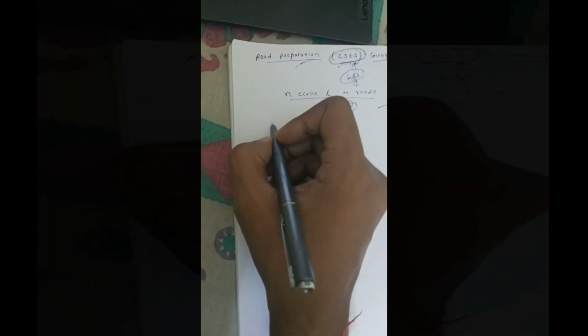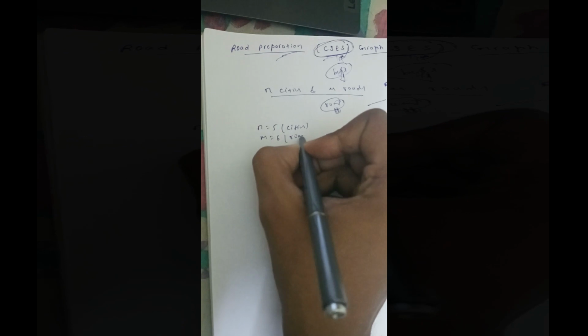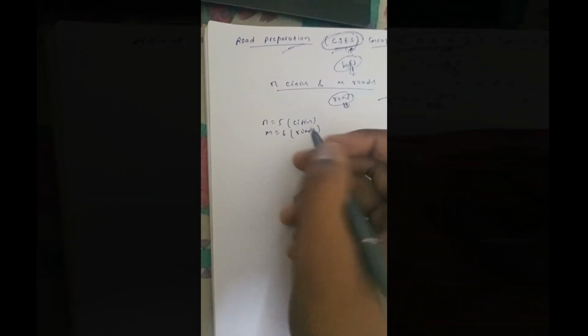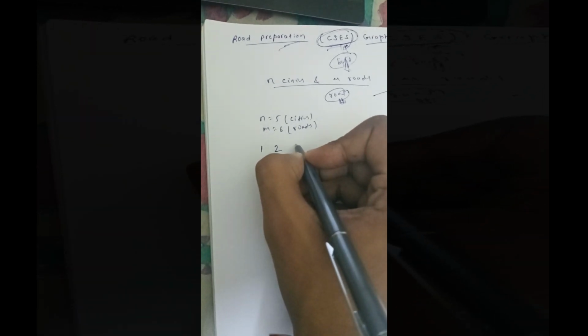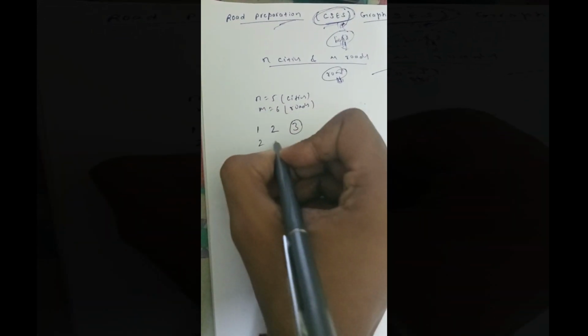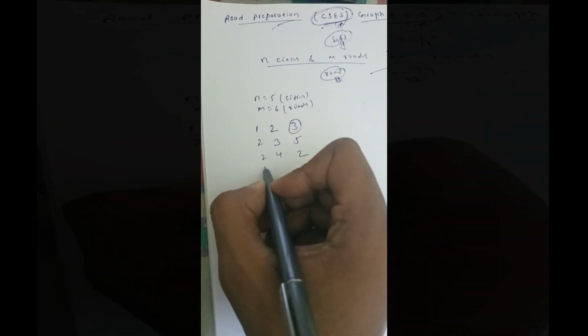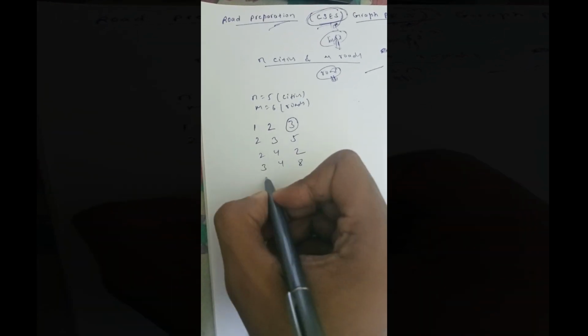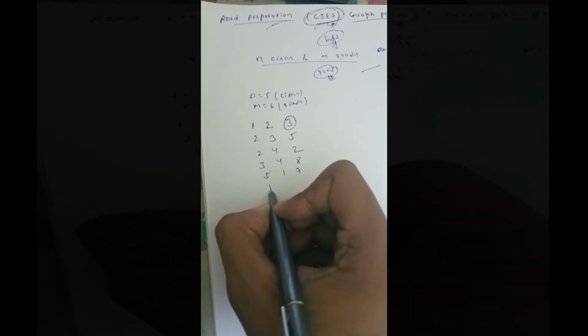And the test case is like this: there are n cities and m roads. So n is equal to 5, meaning 5 cities, and m is equal to 6, meaning 6 roads. And what is given is that there is a road between 1 and 2 with repair cost 3. There is also a road from 2 to 3 with repair cost 5, and 2 to 4 with repair cost 2, then 3 to 4 with cost 8, 5 to 1 with cost 7, and 5 to 4 with cost 4.